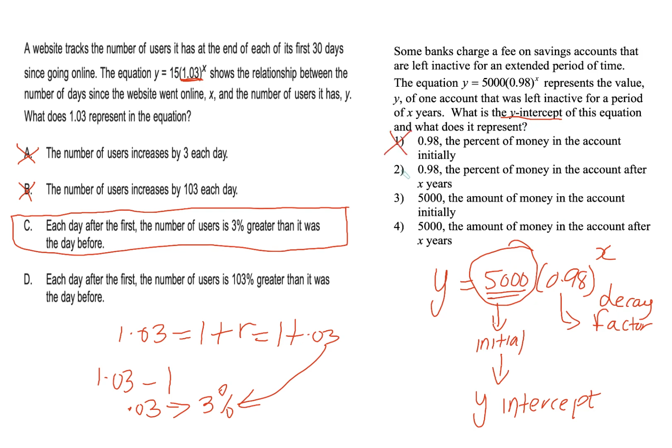So which means the 5,000 is your y-intercept. So we're going to eliminate 1 and 2. The 5,000, is it 3? Is 5,000 the amount of money in the account initially? Yes. It is not 5,000 the amount of money in the account after x years. After x years would be the total. So that is not your answer.